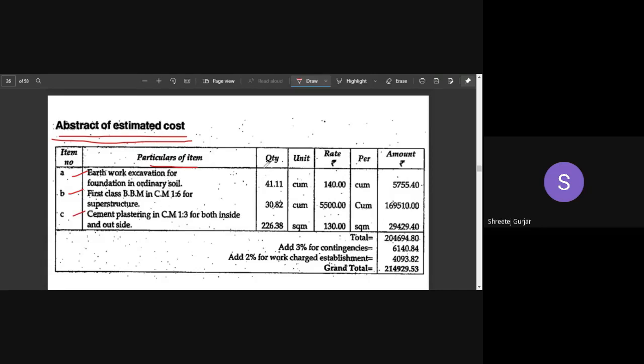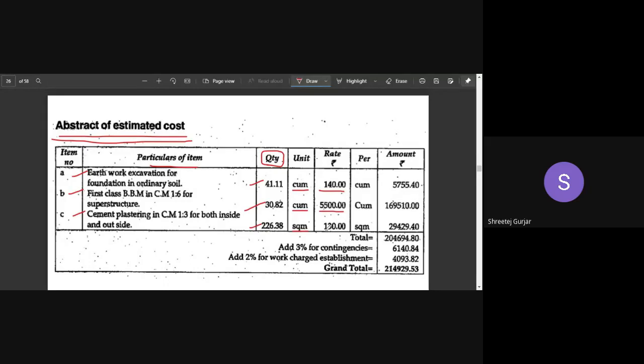So you mention that, then you mention the net quantities which you have calculated, and then you mention the units. This is in cubic meters, and the cement plastering is in meter squared. Then this is your rate: 140 rupees per cubic meter, and then 5,500 rupees per cubic meter. Whatever unit is mentioned here will be the unit over here, always. If this is in cubic meter, this will be in cubic meter. If this is in square meter, this should also be in square meter.